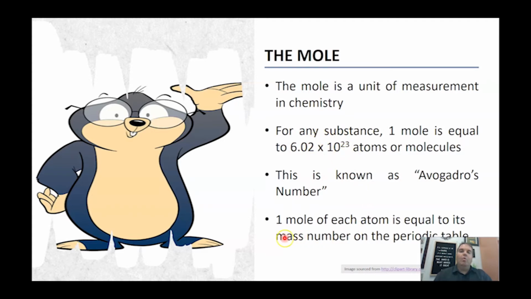Okay. 1 mole of each atom is equal to its mass number on the periodic table. So if you're looking at carbon and you see that it has a mass number of 12.01 grams, that means 1 mole of carbon is 12.01 grams. If you look at oxygen, for example, you'll see its molar mass is 15.999. So 1 mole of oxygen weighs 15.999 grams.